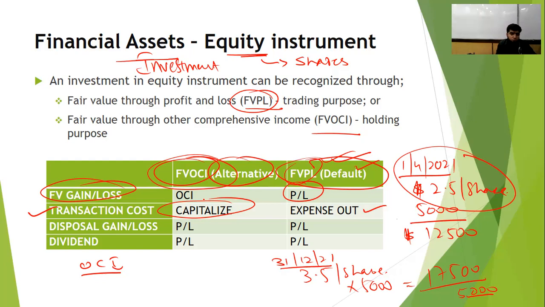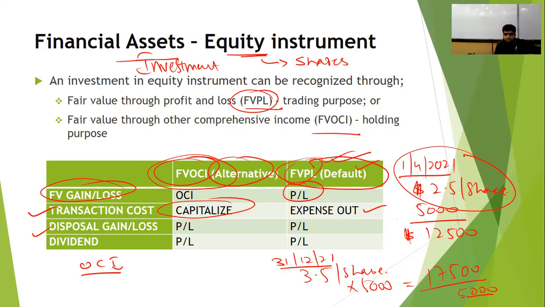If the question requires fair value through OCI, it means that if there is any transaction cost, you need to capitalize it in the amount of investment. Again, the third point is disposal gain or loss. If you have sold out that investment, if you have disposed of those shares, definitely you'll be having some gain or loss. For example, if you bought those shares for $12,500 and then sold them for $15,000, it means you are having a gain on disposal of about $2,500.